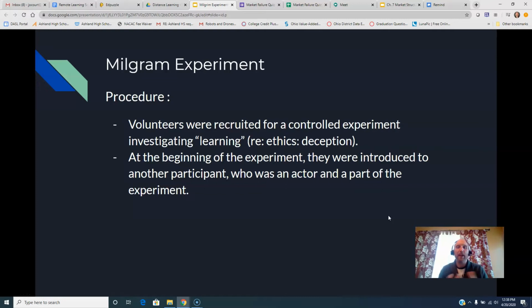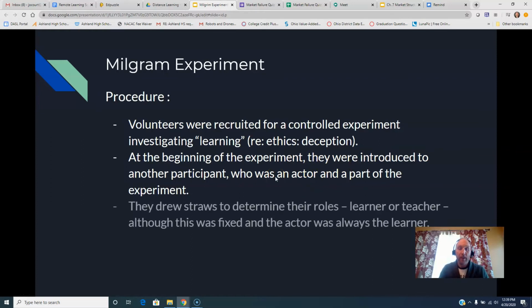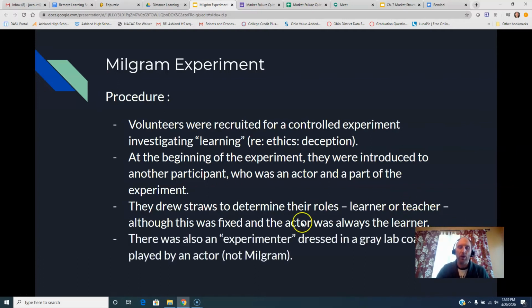And at the beginning of the experiment, they are introduced to another person, and they think that this other person is just another volunteer. In reality, this other person is an actor. He's a part of the whole thing. And they're going to draw straws to determine who's going to be the learner, in other words, the person receiving the shocks, and who's going to be the teacher, the person giving the shocks. And it was always fixed. The actor, the person who was in on it the whole time, was always going to be the learner. And the actual volunteer was always going to be the teacher. The teacher is the person who is supposed to be giving a shock every time the learner answers a question wrong.